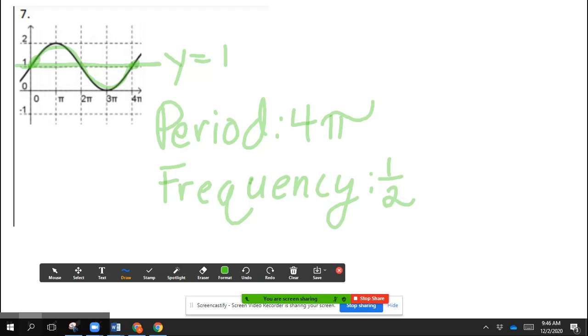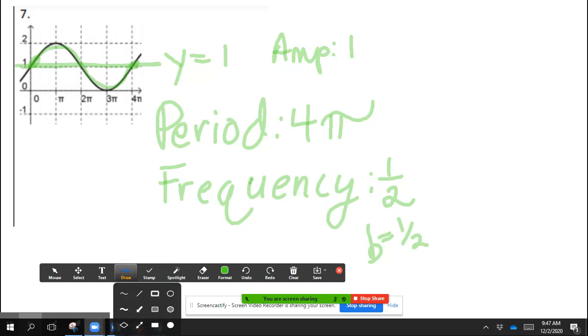Okay, and in order to get the period, we would do 2 pi over b, and we're saying that our b is 1/2 because our b is our frequency. 2 pi over 1/2 is 4 pi, which gives us our period. Okay, and then the amplitude, the distance from the midline to the maximum or the midline to the minimum, is 1.